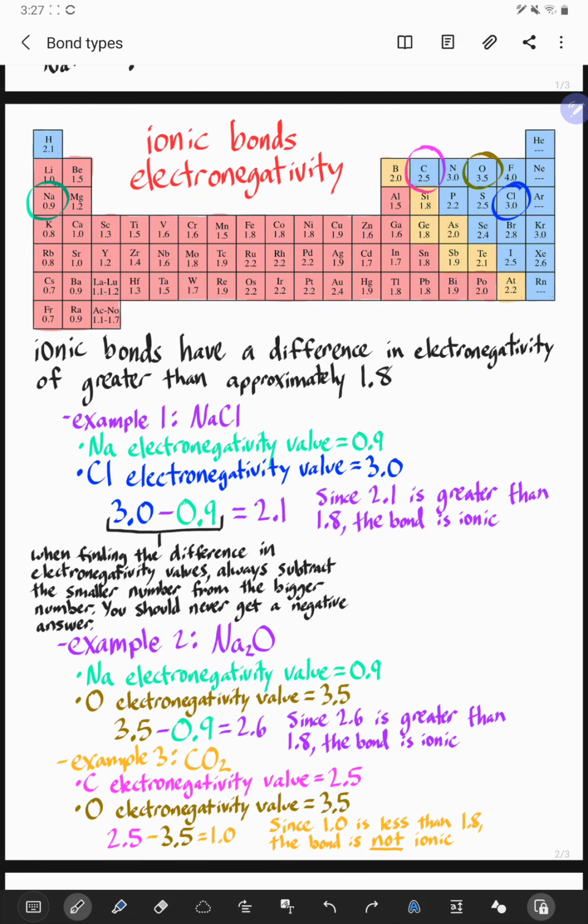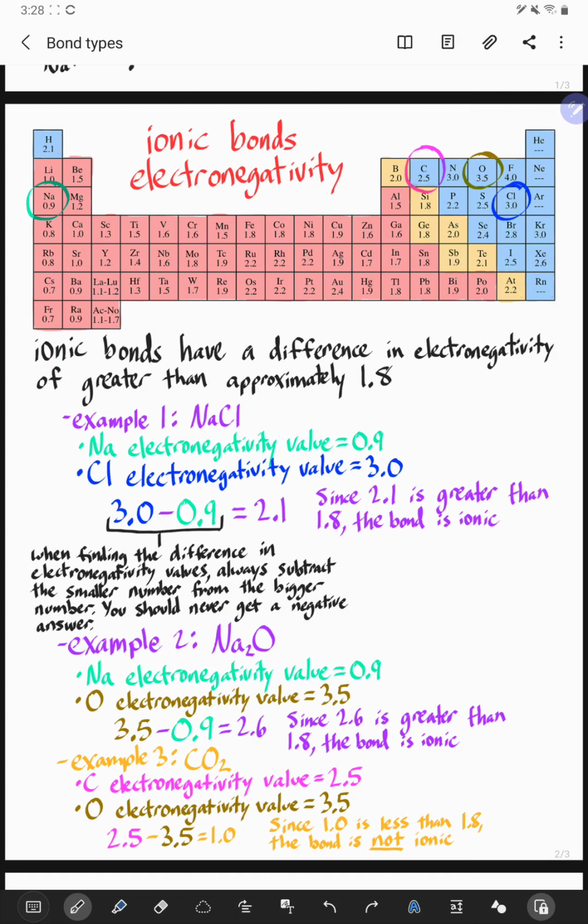And the way to do this is to take the biggest number minus the smallest number. So there's only two numbers ever between a bond. Take the bigger value minus the smaller value. So 3.0 minus 0.9 gets us 2.1. The reason why we want to take the bigger value minus the smaller value is so that we never get a negative value. Alternatively, you can use an absolute value when you're doing the subtraction. It doesn't matter the order then, but if you don't know what an absolute value is, then just take the bigger number minus the smaller value, and then you are always going to get a positive value.